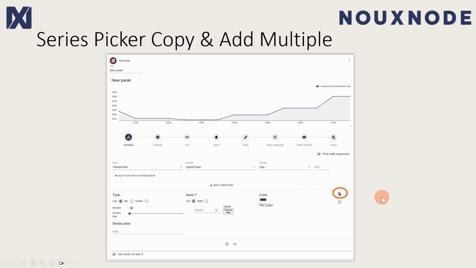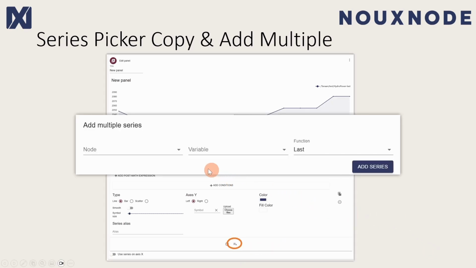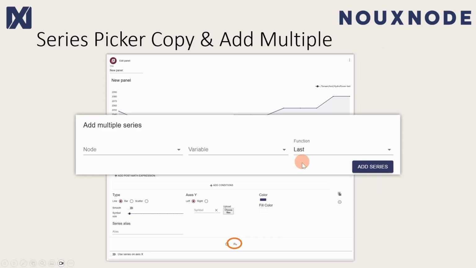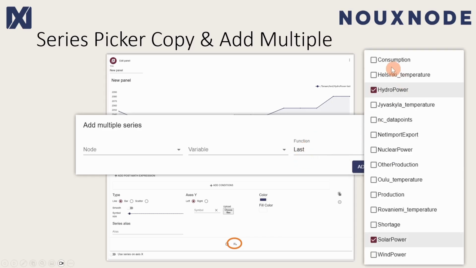So that is now possible, but even more importantly, it is now possible to add multiple variables at once. So if you click this icon, you will get a selector to first select a node, and if there are multiple variables behind that node, it is possible to select them here, and this way you can bring in multiple variables at once. Of course, the function will be the same for all of these, but as long as that's not a problem, then it's quite easy to bring these in.